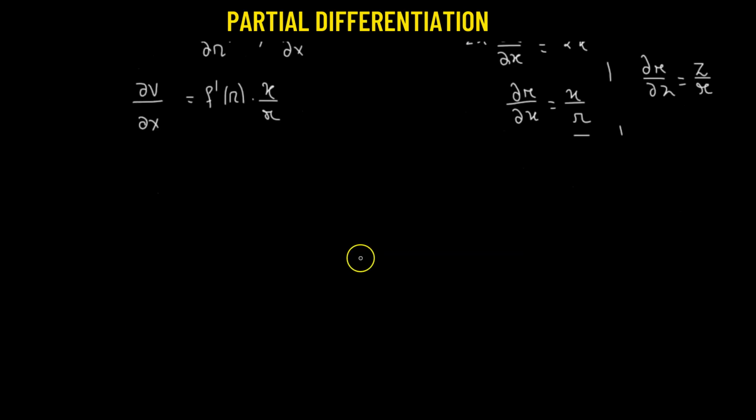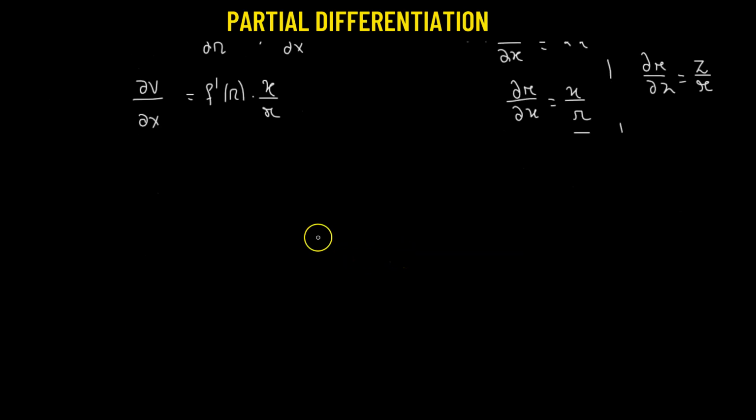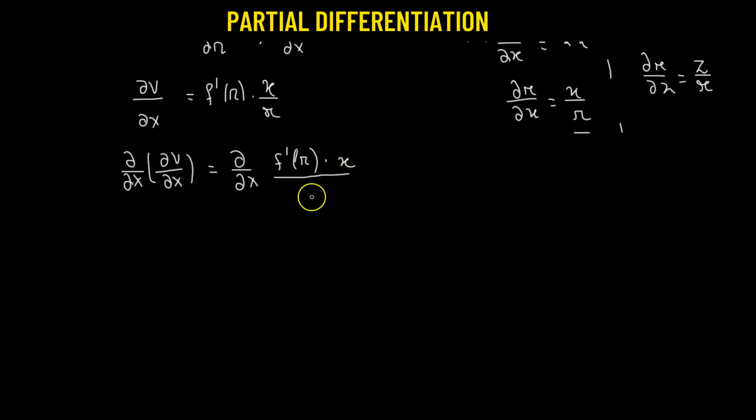Now what we'll do is take the second partial derivative with respect to x. That means we will take the partial derivative with respect to x of partial of v with respect to x, which will be equal to partial with respect to x of f prime r multiplied by x divided by r. Here we'll have to use the quotient rule for the second partial derivative of v with respect to x. So let's take the quotient rule.